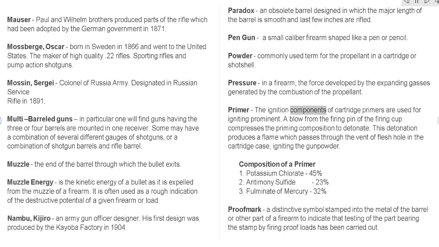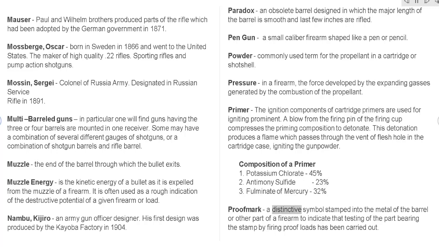Primer, the ignition component of cartridges, used for igniting the propellant. A blow from the firing pin on the primer cup compresses the priming composition to detonate. This detonation produces a flame which passes through the vent or flash hole in the cartridge case, igniting the gunpowder. Composition of a primer: 1. potassium chlorate, 45%; 2. antimony sulfide, 23%; 3. fulminate of mercury, 32%.